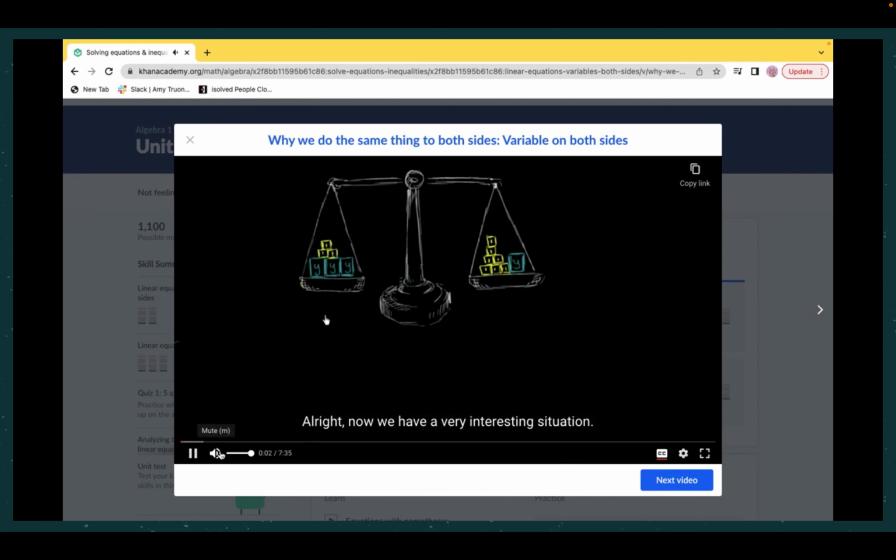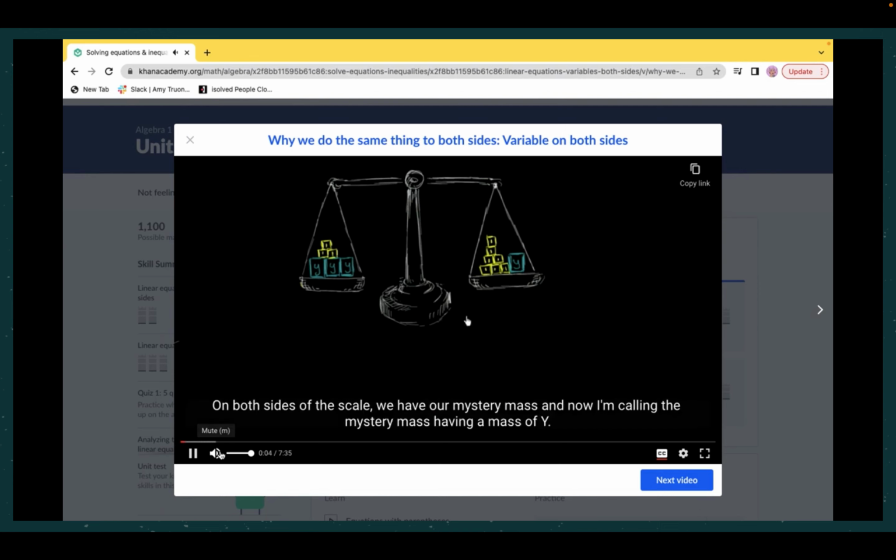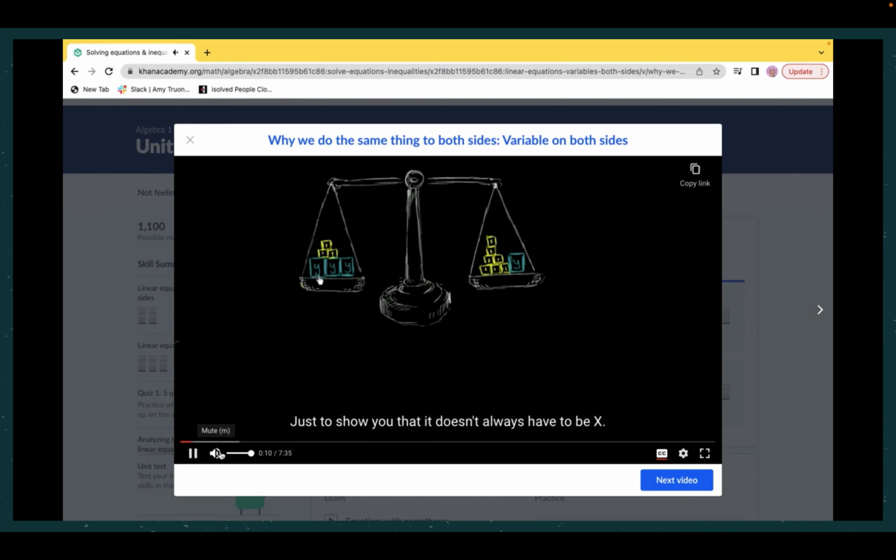Alright, now we have a very interesting situation. On both sides of the scale, we have our mystery mass, and now I'm calling the mystery mass having a mass of y, just to show you that it doesn't always have to be x. It can be any symbol as long as you can keep track of that symbol. But all of these have the same mass, that's why I wrote y on all of them. And we also have the little 1 kilogram boxes on both sides of this scale.